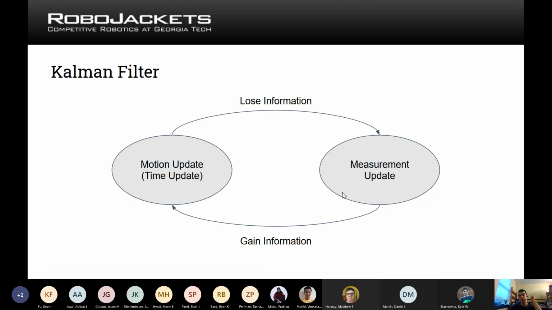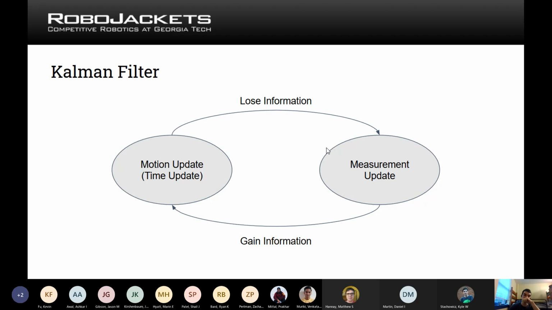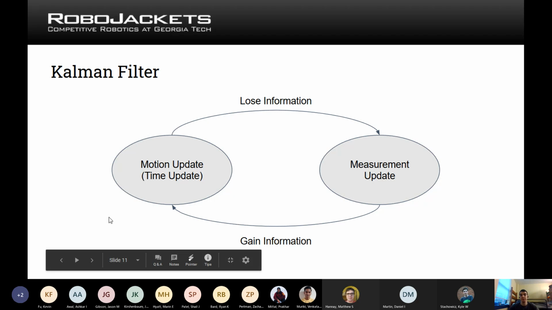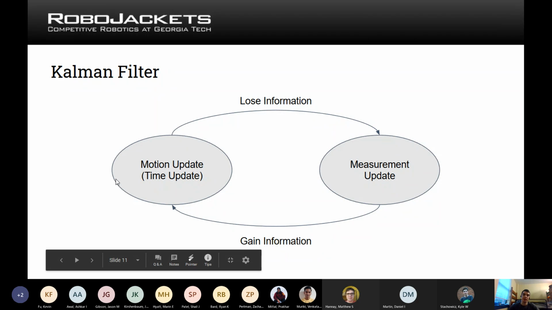Then there's also going to be a measurement update. And this essentially is where we're going to fuse the data from our sensors into our model. And this will actually give us information. And again, this makes sense. If a sensor says you're at 10 feet, you're probably at 10 feet away. Yeah. So this cycle will basically repeat many times a second.